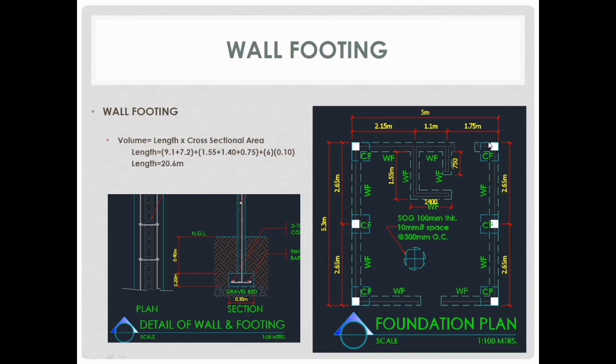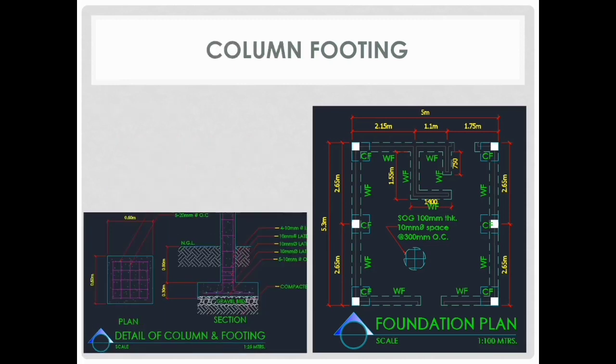So, ang total length natin is 20.6 meters. Then, ang volume natin, so 20.6 meters multiplied by cross-sectional area ng wall footing, which is 0.2 by 0.3. So, ang volume natin is 1.236 cubic meters.